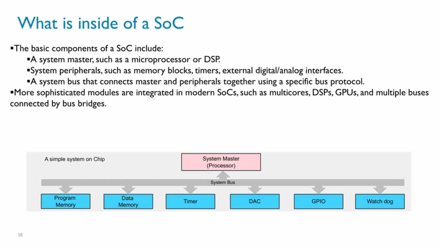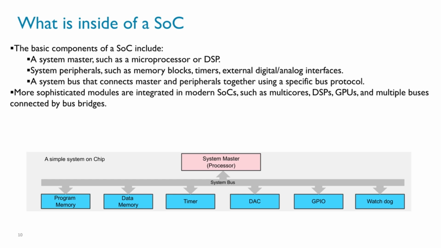After seeing what a system-on-chip is from a high-level view on the last page, let's now peel back the layers and look at what's actually inside. What are the fundamental building blocks that make up an SoC? At its core, any SoC, from the simplest to the most complex, is built around three main types of components.